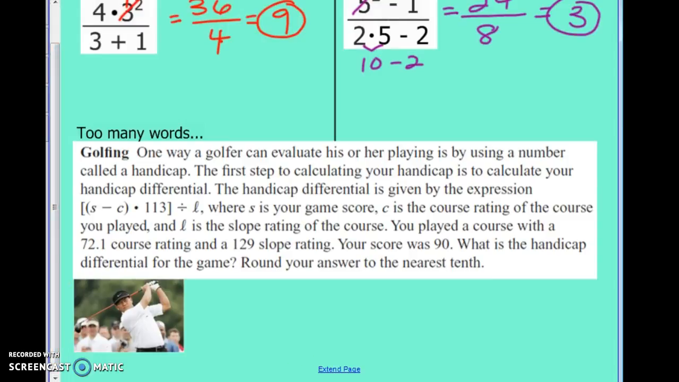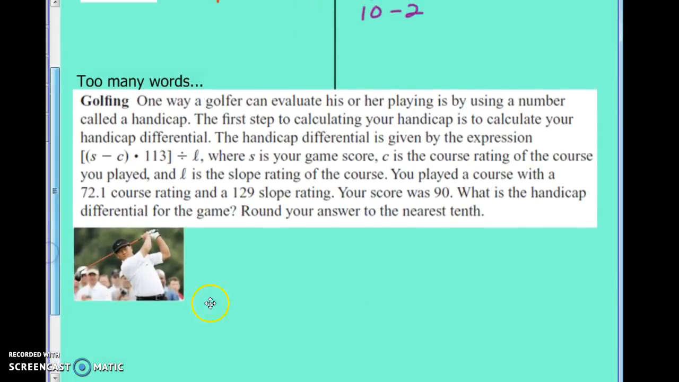Alright, this last one, it might seem like a lot of work, but there's just a lot of words. We need to get rid of some of these words. It says one way a golfer can evaluate his or her playing is by using a number called a handicap. That's pretty cool, but we really don't need that information because it's not telling us anything that we need to do.